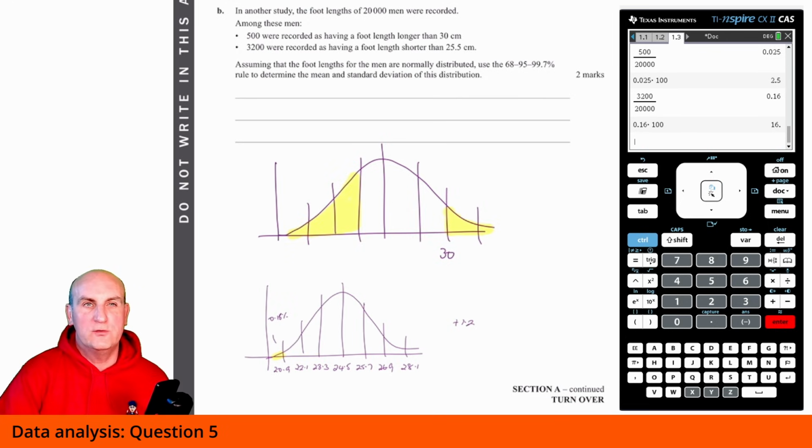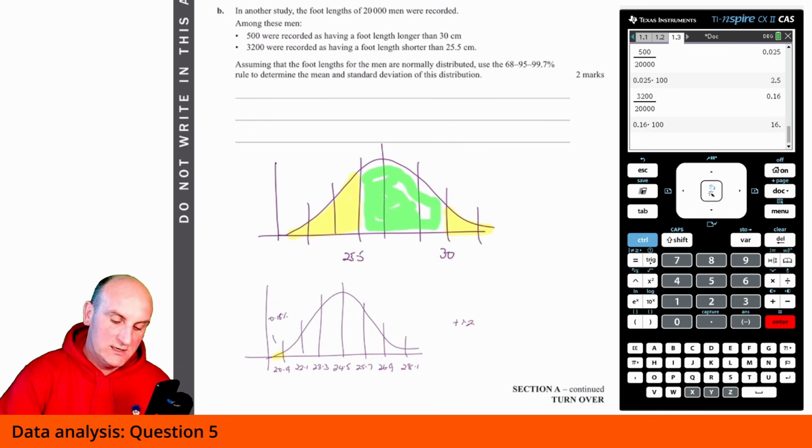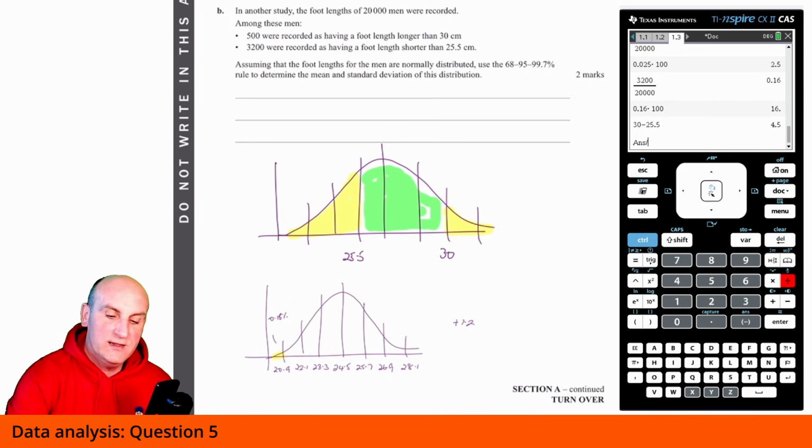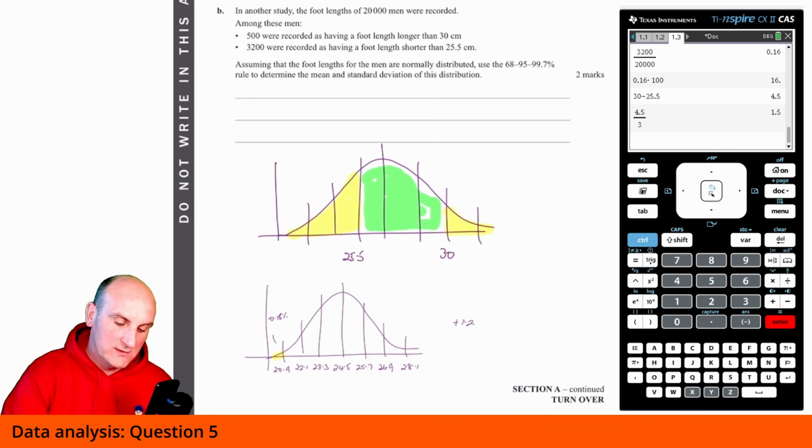So 3,200 recorded as having a foot length shorter than 25.5. And how is that helpful to me? Well, I now know that I've got 1, 2, 3 standard deviations that are falling between 30 and 25.5. So I'm now going to do 30 minus 25.5. That's 4.5. Divide that by 3 gives me 1.5, right? So again, in which case I'm now going to write my standard deviation is 1.5.